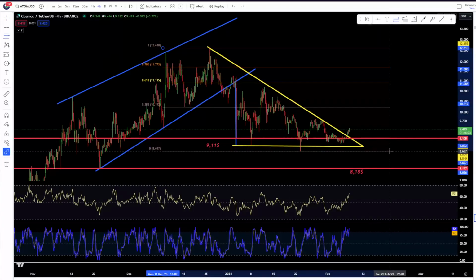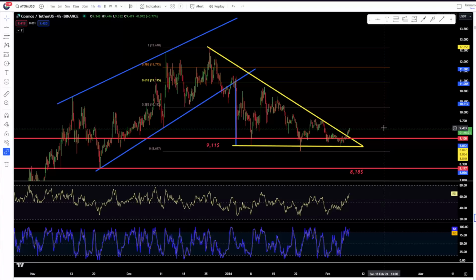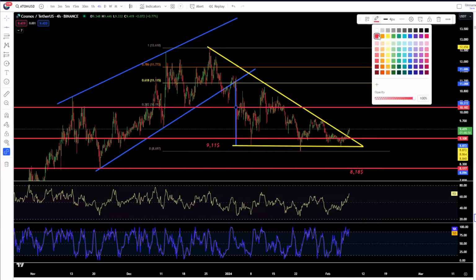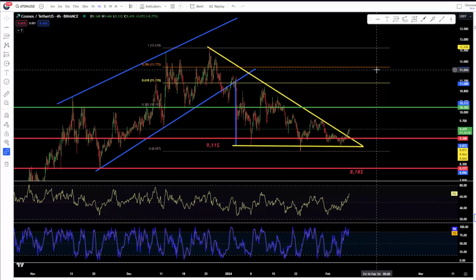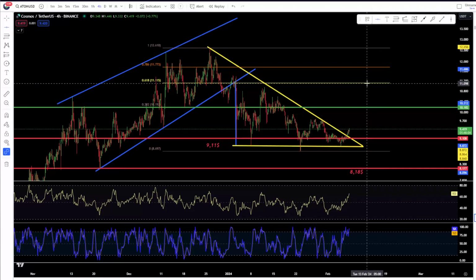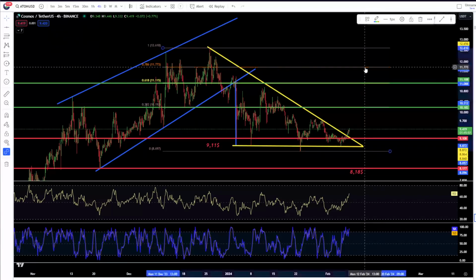Looking the other way, we see that the first important resistance is at the level of $10.18. And if the price positively crosses it, it may move towards the second resistance at the level of $11.11.